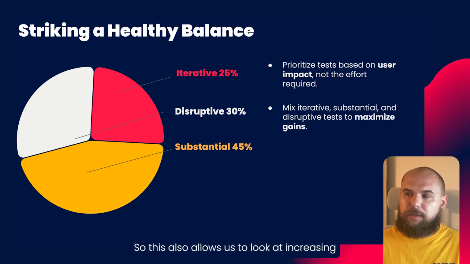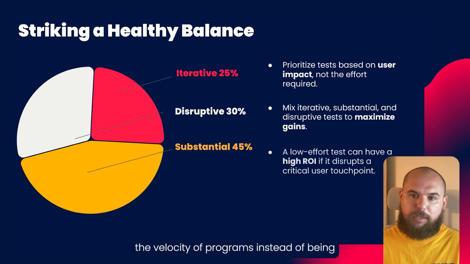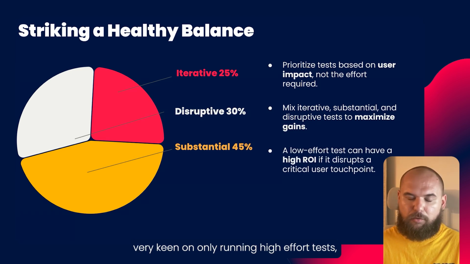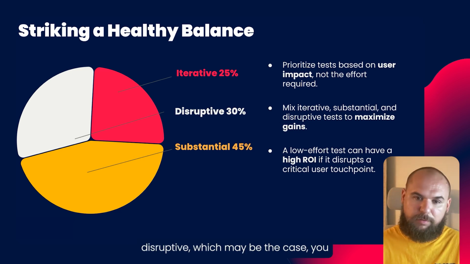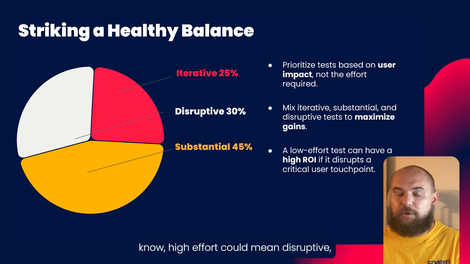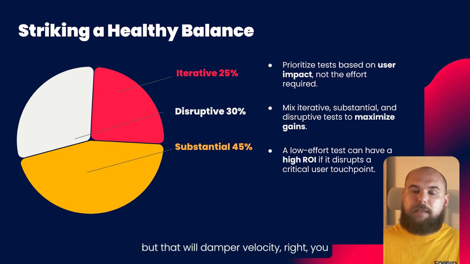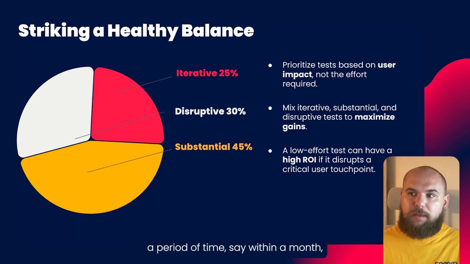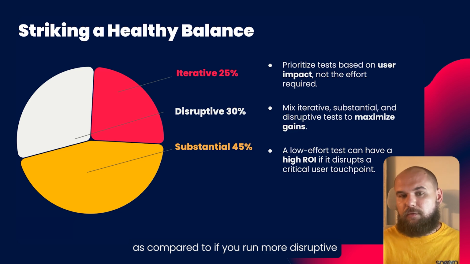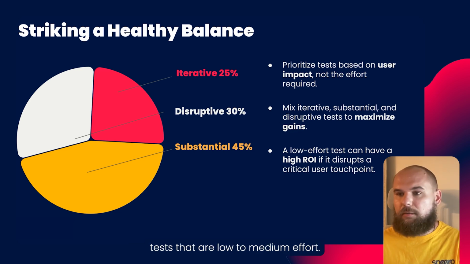So this allows us to look at increasing the velocity of programs instead of being very keen on only running high effort tests because they're perceived as always being disruptive, which may be the case. High effort could mean disruptive, but that will damper velocity, right? You won't be able to build as many tests within a period of time, say within a month, as compared to if you run more disruptive tests that are low to medium effort.